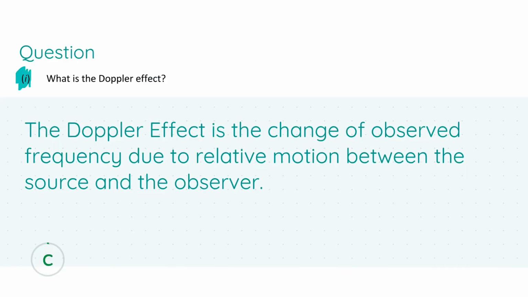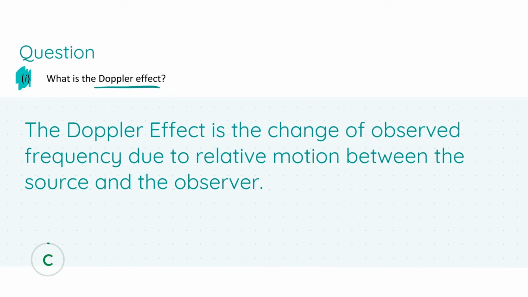In part I, we were asked, what is the Doppler effect? Unfortunately, this is just a straightforward definition that you have to know. If you're really stuck, I suggest putting down the formula and maybe explaining the symbols in it. But in this case, you really just have to know the theory behind it. The definition of the Doppler effect goes as follows. The Doppler effect is the change of observed frequency due to the relative motion between the source and the observer.